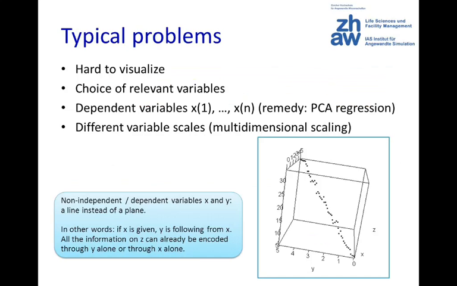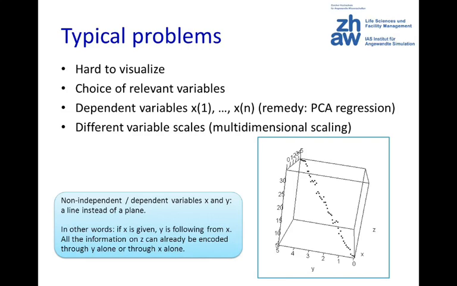Now we can have some typical problems with these assumptions, since the model itself and the data as well are very hard to visualize due to the high dimensionality, unless you have the two-dimensional case which is depicted down here. This I would call a typical problem. It's hard to visualize the data.